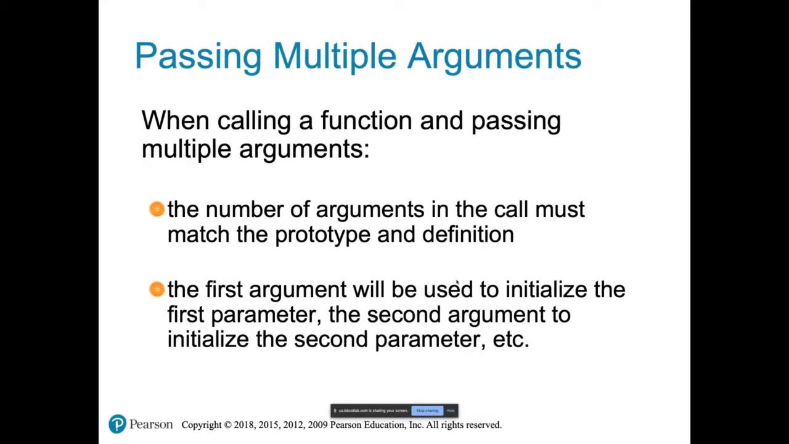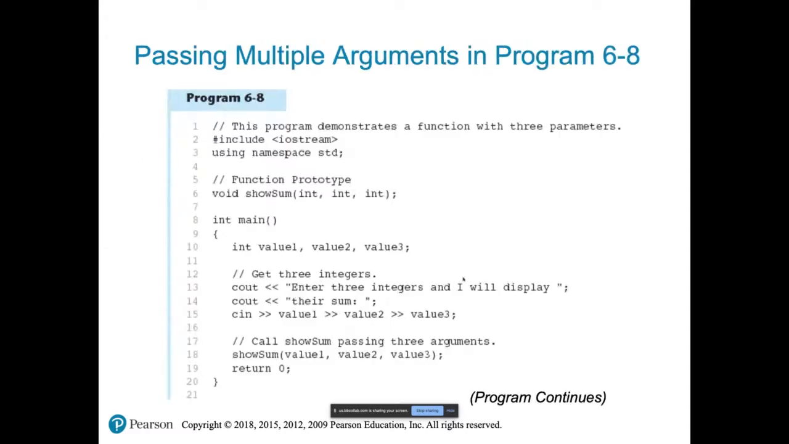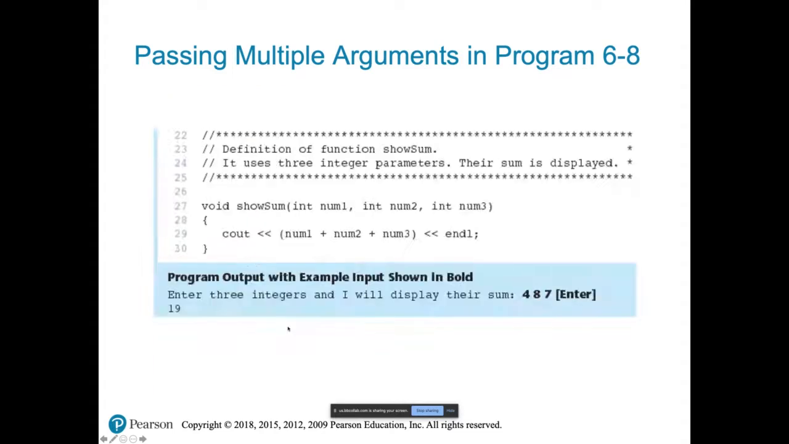When calling a function and passing multiple arguments, the number of arguments in the call must match the prototype and definition. The first argument will be used to initialize the first parameter and so forth. So in this case, val1, val2, and val3. Val1 would match up to right here, val2 here, val3 here. So when you read in these values, val1 will be copied into show val here. Val2 will be right here, and val3 will be copied right here. And they're just doing the summation.